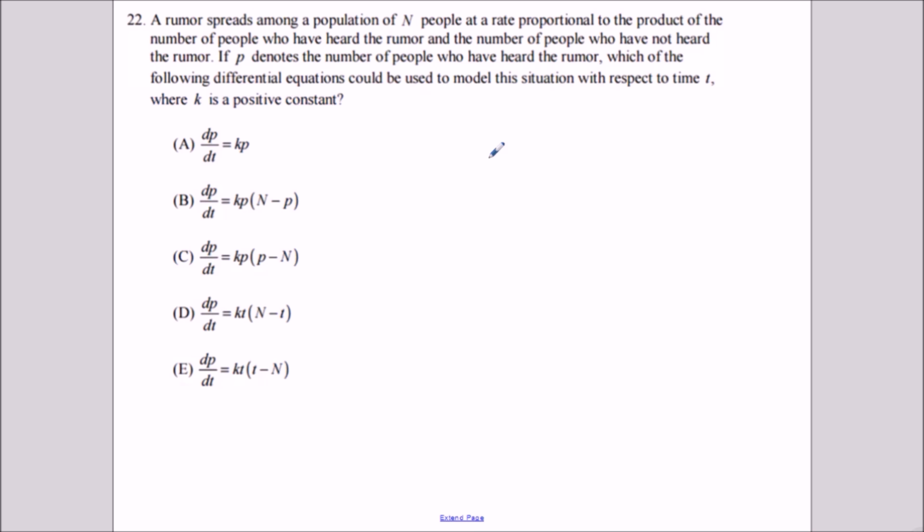Now, I read this multiple times. This is a question that I left out and came back to because it was a bit confusing. But when they say proportional, they're referring to a direct proportion, which is in the form y equals a constant k times x. But the confusing part here is they're saying that the rate is proportional. And remember, the rate that the rumor spreads is based on the change in the number of people who have heard the rumor over the change in time.